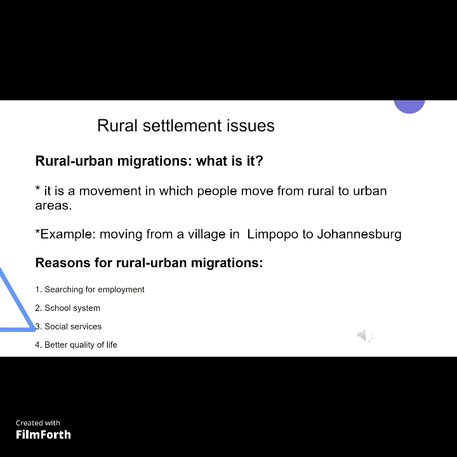Secondly, school system. Since there are many educational institutions in towns, many young people move there. Thirdly, social services. Social service facilities in urban areas are attractive, and this makes rural dwellers move there. Fourthly, a better quality of life. You can name more such as security, proper infrastructure.